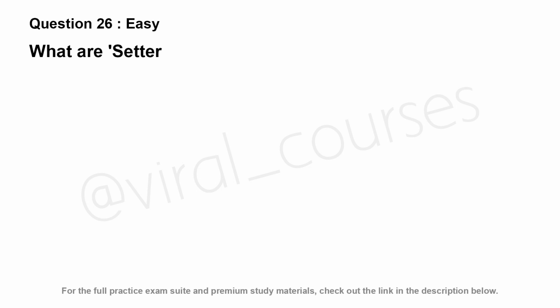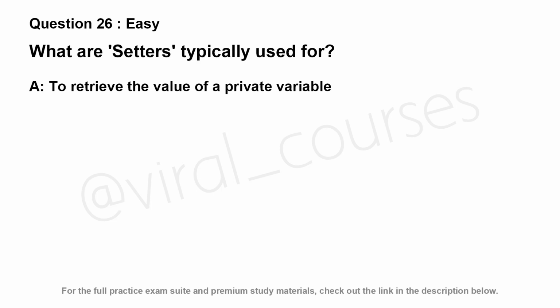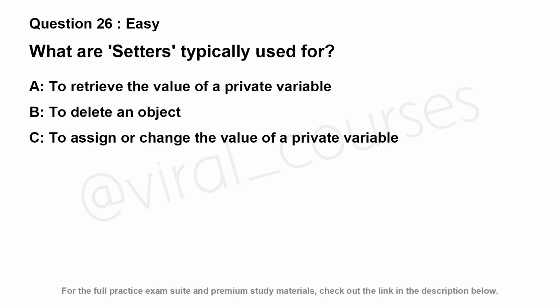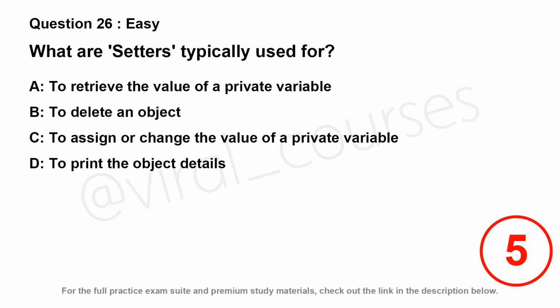What are setters typically used for? Option A. To retrieve the value of a private variable. Option B. To delete an object. Option C. To assign or change the value of a private variable. Option D. To print the object details.